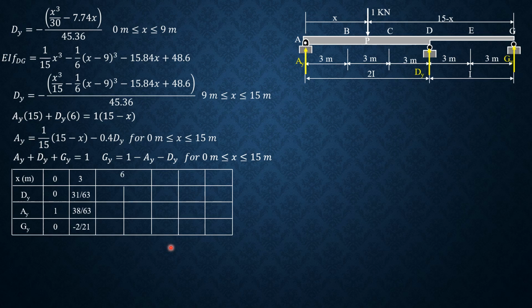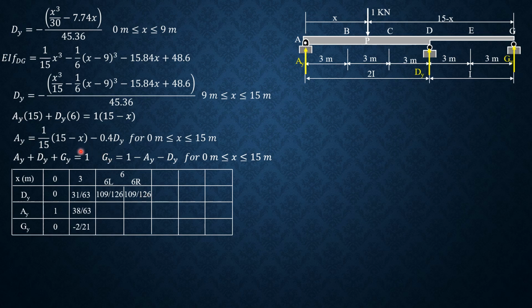For x equals 6, there are two values, 6 left and 6 right. So for 6 left, since this is 0 less than or equal to x less than or equal to 9, it is applicable here. Negative of quantity 6 cubed over 30 minus 7.74 times 6 over 45.36 gives 109 over 126. So it is also 109 over 126 just to the right of 6.